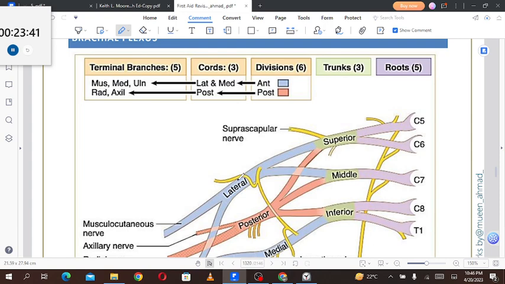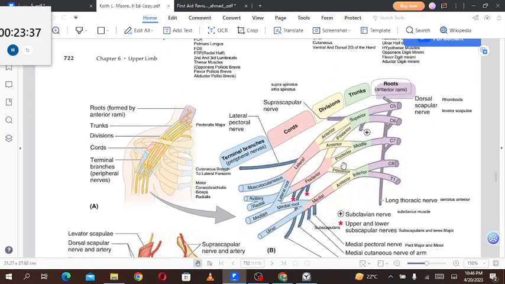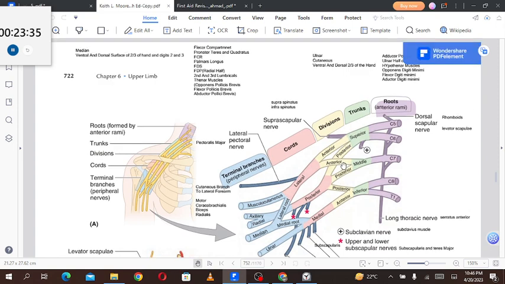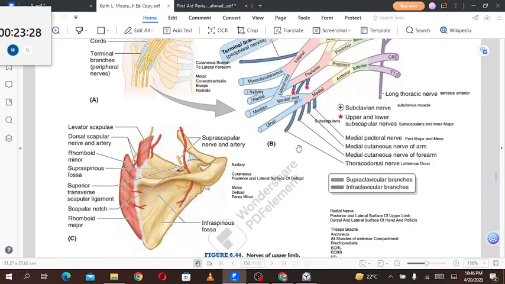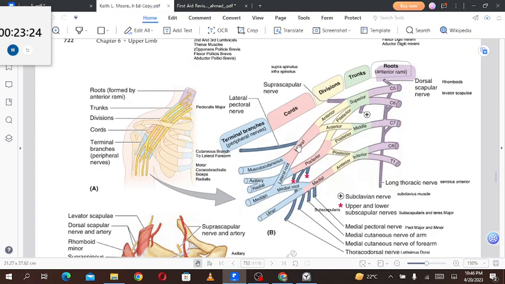Now we are up to the brachial plexus. So let me open this one. The very first thing that you must remember about the brachial plexus is this sequence: roots, trunks, divisions, cords, and the terminal branches. So how to remember that? To remember this, there was a mnemonic by that very good channel, Ninja Nerd.